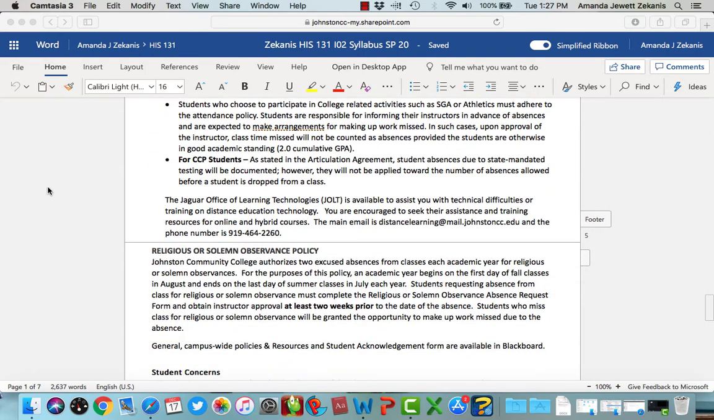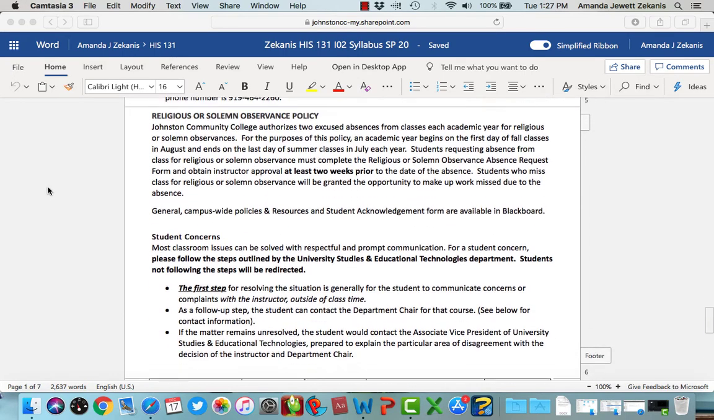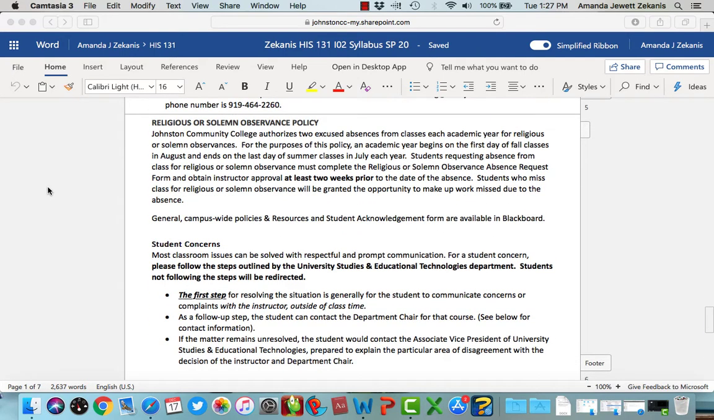All right, let's see. Religious or solemn observance, we do have a policy for that. If you need to miss class for any sort of religious or solemn observance, you have to complete a form. We have a form for that. And you just need to get approval from me at least 2 weeks prior. Of course, I will say yes. So you need to have a form, and I will get approval to you, and then you can miss class and it will not be counted against you. And that's pretty much it.